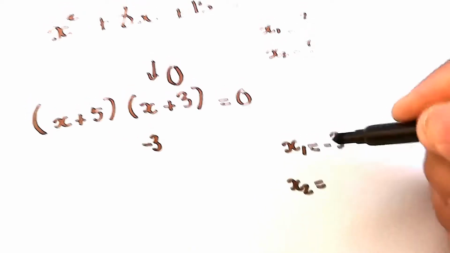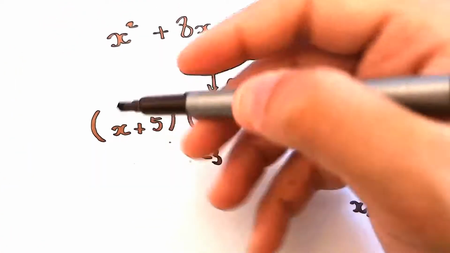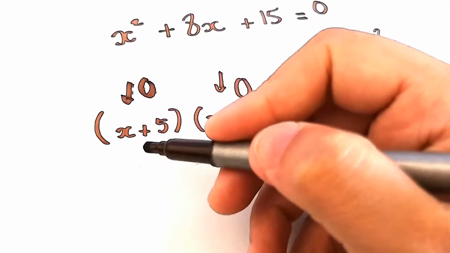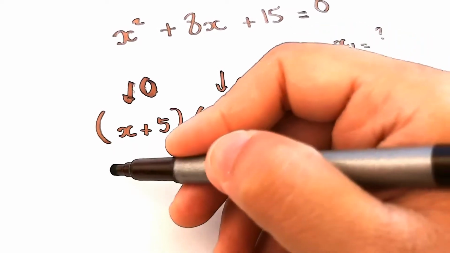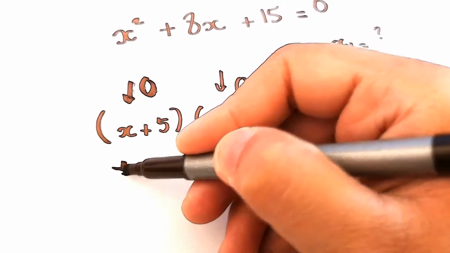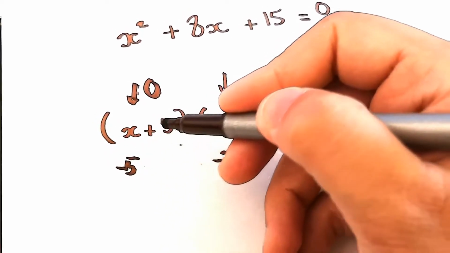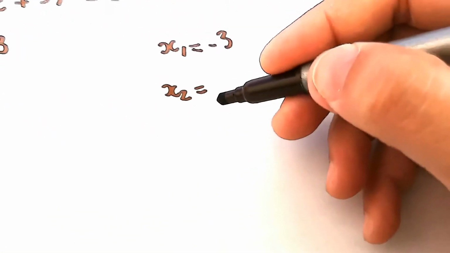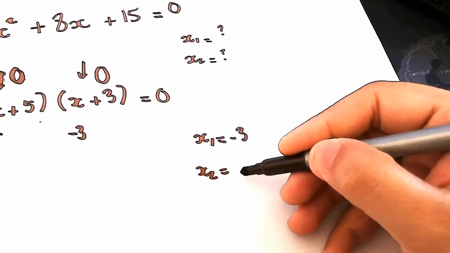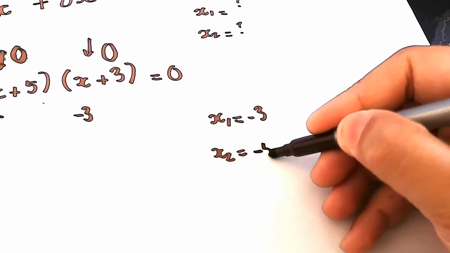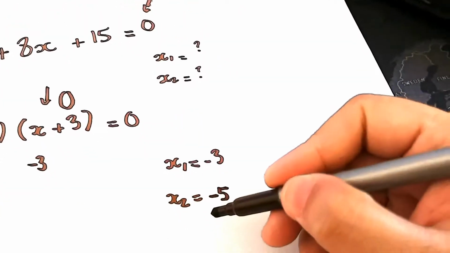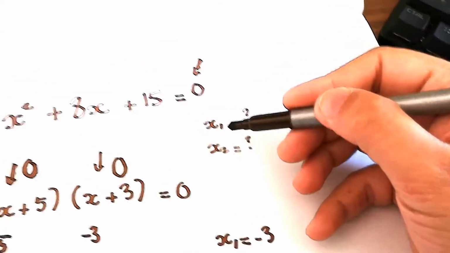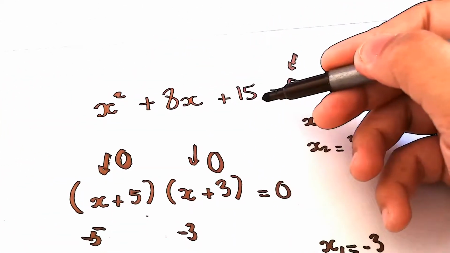But then what about the other bracket? Now we look at this bracket. Imagine that bracket was equal to 0. What would x need to be to make that bracket 0? Well, it would have to be minus 5, because minus 5 plus 5 equals 0. So the other x, x2, the second x, is going to be equal to minus 5. So this is the answer to where I asked earlier which two values of x, if you put them into this equation, will equal 0.